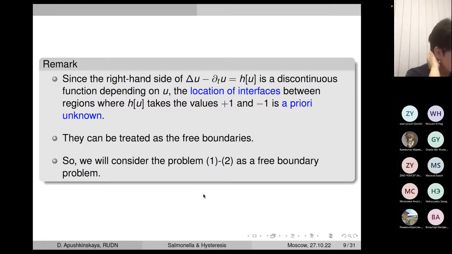But what should I say? If alpha is equal to beta, then such a problem is well studied, the so-called two-phase parabolic free boundary problem. So if we exclude such a case, it's not a big deal. And since we have such jumps, the right-hand side is a discontinuous function. It depends on u. The problem is that from the beginning, the location of interfaces is unknown: we have several regions. In some regions the right-hand side takes value 1, in others minus 1, and which region we have is a priori unknown. So interfaces between these regions can be considered as free boundaries. So we have our problem as a free boundary problem. We can treat it in such a way.